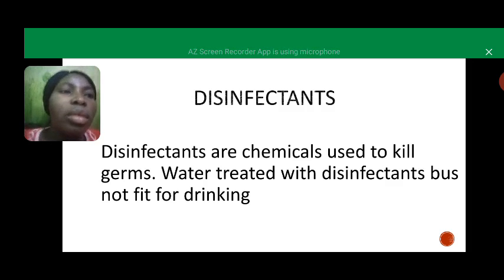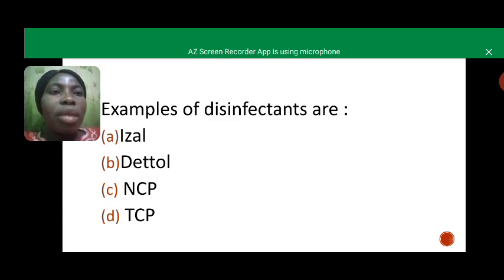Water in which disinfectants are added is not fit for drinking. So we have to be very careful whenever disinfectant is added to water. Such water must not be taken into the system.